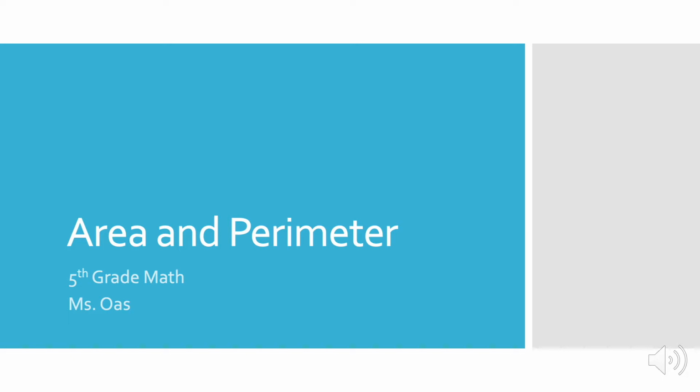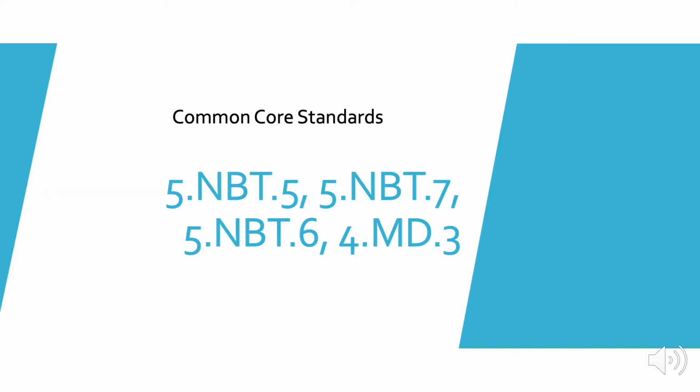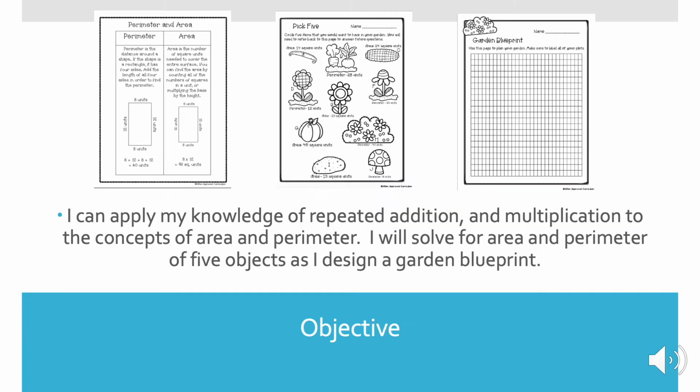All right, so let's get started. We're going to address these Common Core standards today in our lesson. All right, our objective today. I can apply my knowledge of repeated addition and multiplication to the concepts of area and perimeter. I will solve for area and perimeter of 5 objects as I design a garden blueprint.